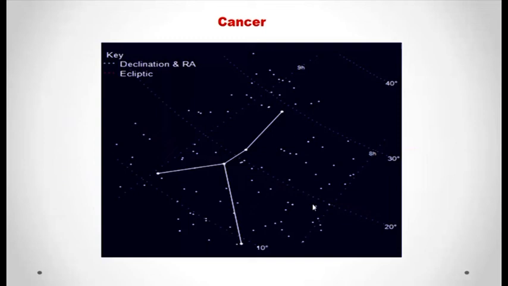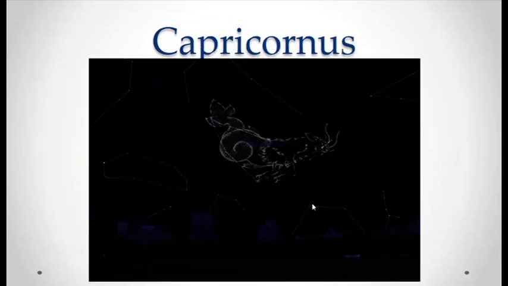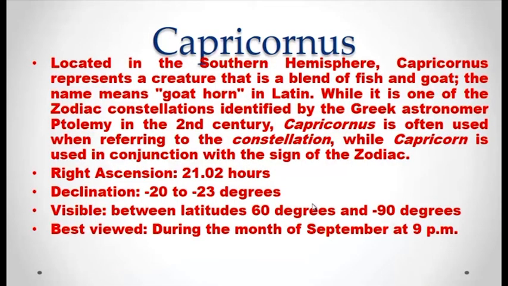This is the Cancer constellation, another prominent astrological or zodiac sign used by astrologers. You can view this Cancer constellation in the northern hemisphere at a position of right ascension 9 hours, declination 20 degrees. This is the Capricornus constellation. It can be located in the southern hemisphere with right ascension 21.02 hours, declination minus 22 degrees. So these 12 constellations are used for the zodiac signs.